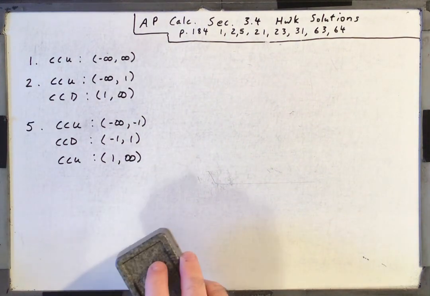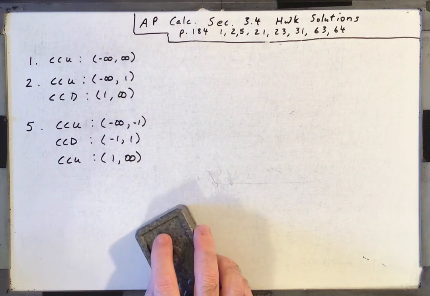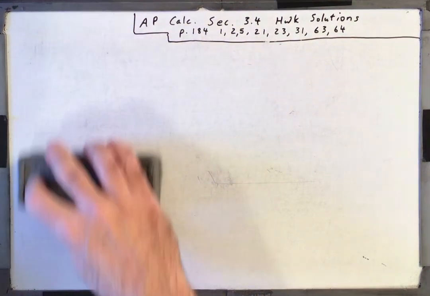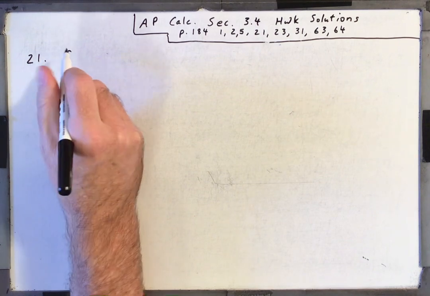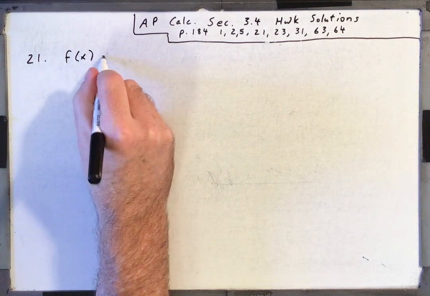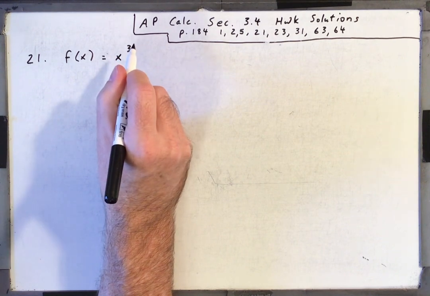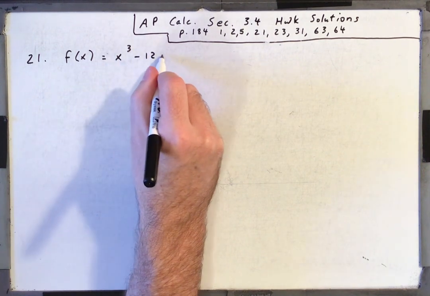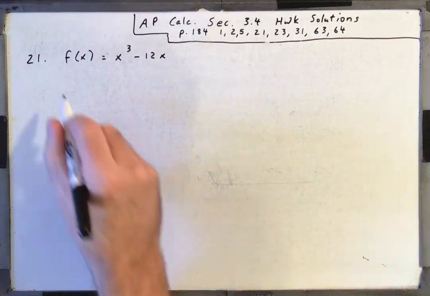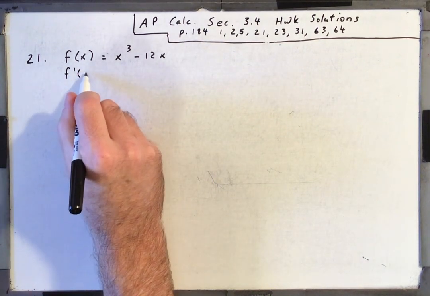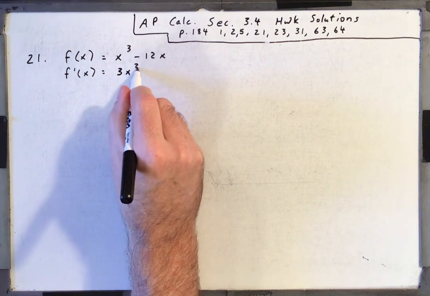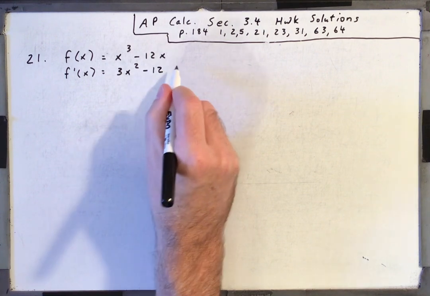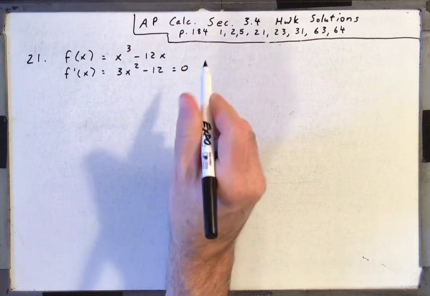So let's go ahead and do the 3 that will take the most work, starting with number 21. On 21 we have f of x is equal to x cubed minus 12x. So we're going to start the long process. First derivative test. So f prime of x would be 3x squared minus 12. We want to set that equal to 0.